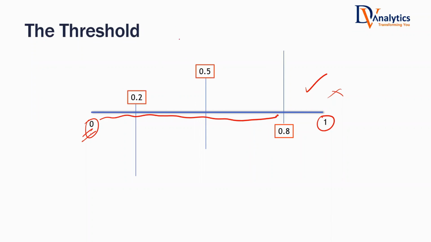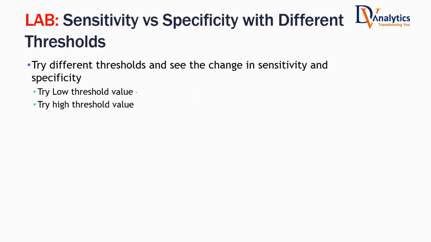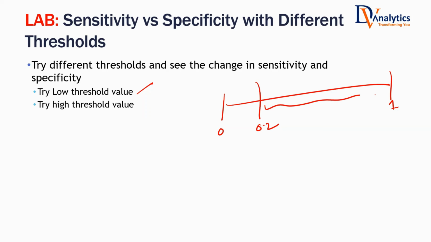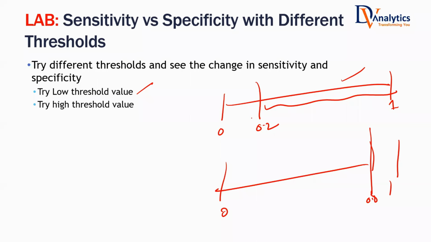By changing the threshold, you will change the accuracy, sensitivity, and specificity, because we are changing the definition of the class 0 and class 1 prediction. So change the threshold values in the previous example, and you will observe the accuracy, sensitivity, and specificity changing. So try a low threshold value. If you try a low threshold value, which probability will increase? Class 1. Probability of class 1. If you try a very high threshold value, which probability will increase? Class 0 probability. So try a low threshold value. Tell me what is the accuracy, sensitivity, and specificity.